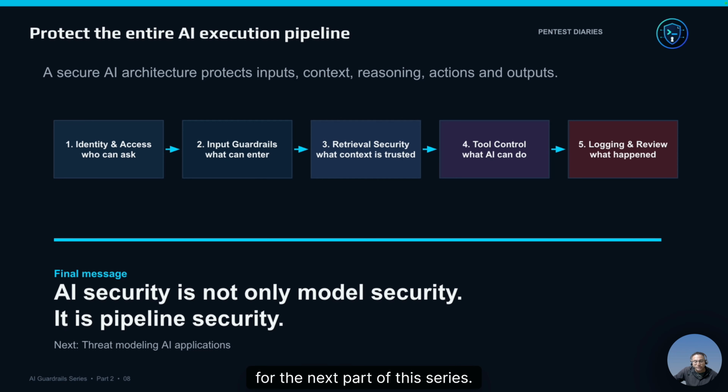And that gives us the foundation for the next part of this series. Because now that we understand what AI architectures look like, the next question becomes how do we threat model it? In the next episode, we will take this architecture and start identifying the assets, trust boundaries, attack paths, and the security controls that matter in a real AI application.